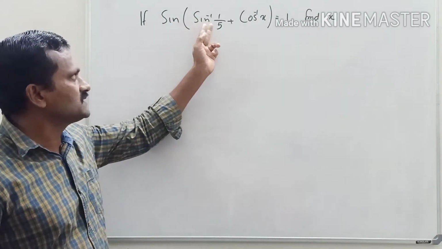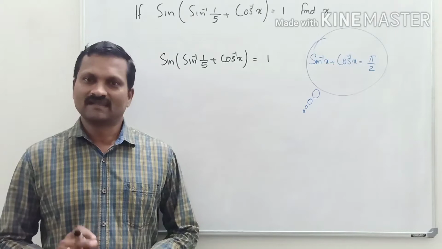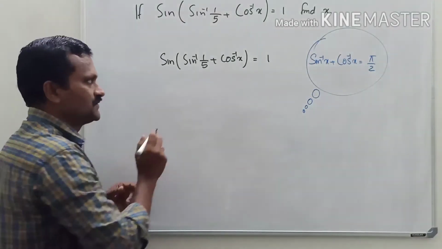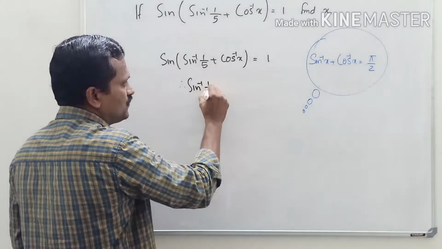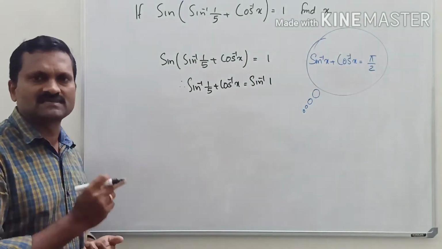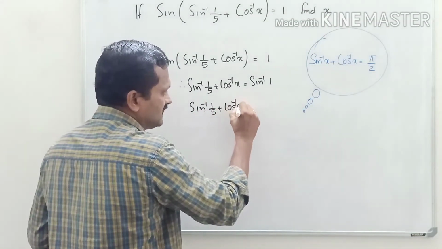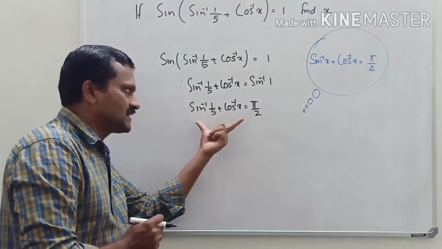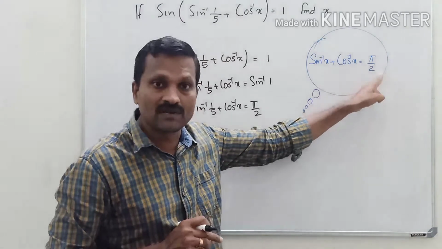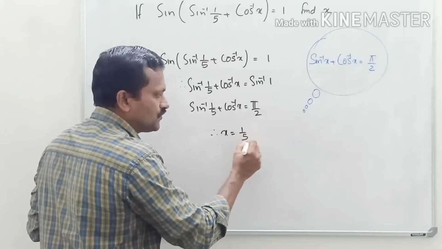If sine of (sine inverse 1 by 5 plus cos inverse x) equals 1, find x. Let's see the answer. Sine of (sine inverse 1 by 5 plus cos inverse x) equals 1. Therefore, sine inverse 1 by 5 plus cos inverse x equals sine inverse 1, that is pi by 2. Such a result is already studied. What's the result? Sine inverse x plus cos inverse x equals pi by 2. Now, both angles become the same. Therefore, x equals 1 by 5.